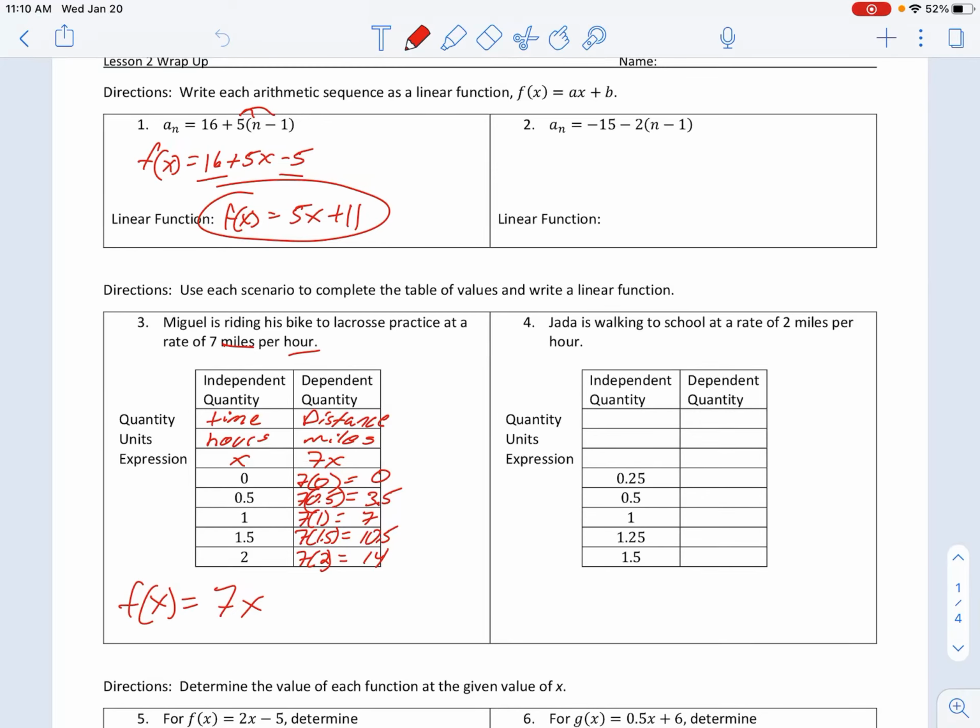Okay, question 2. Put that into linear function form. So we are going to start off by distributing the -2. -15 drops on down. -2, we're going to change those n's to x's. And then -2 times -1 is a +2. If you want to leave them as n's, that's fine too.